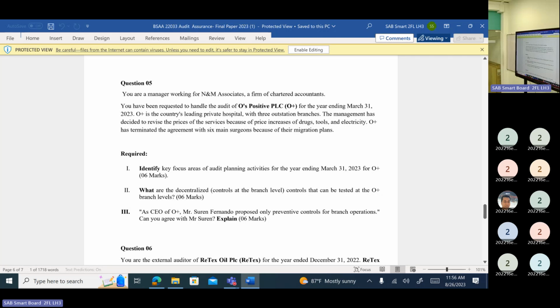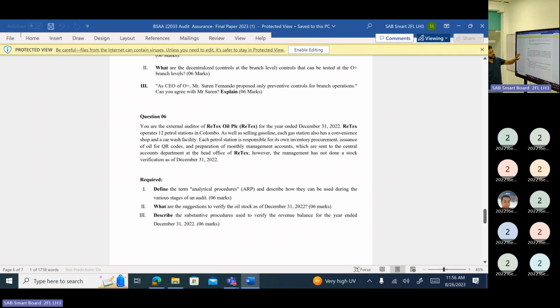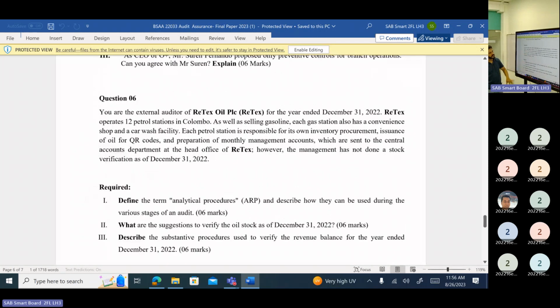Here we discuss some of the planning activities, right? All are very practical questions. Here we are discussing about external return, Retex Oil PLC.